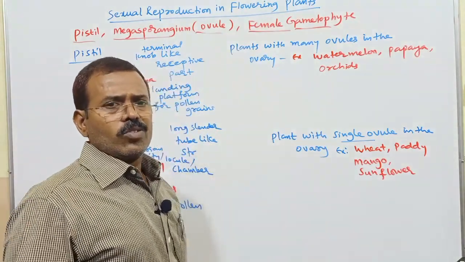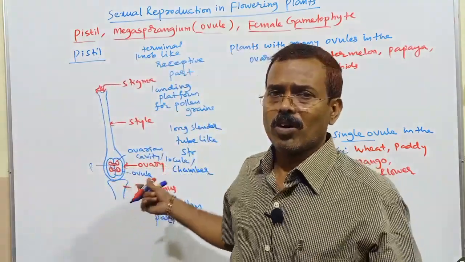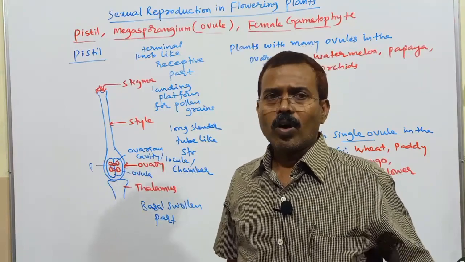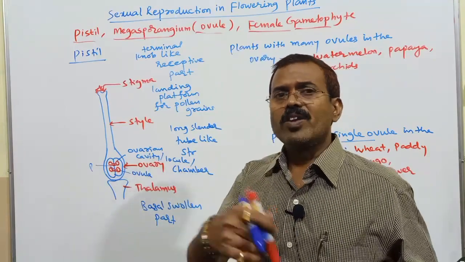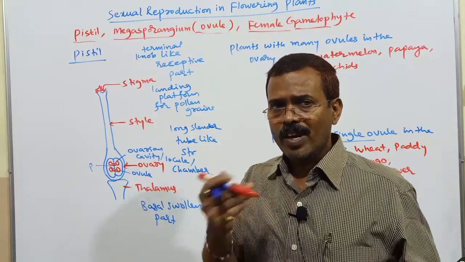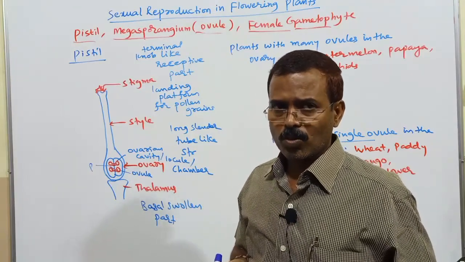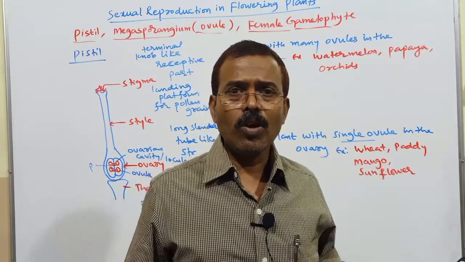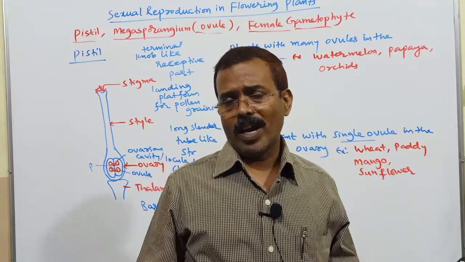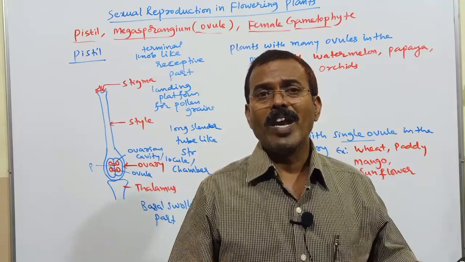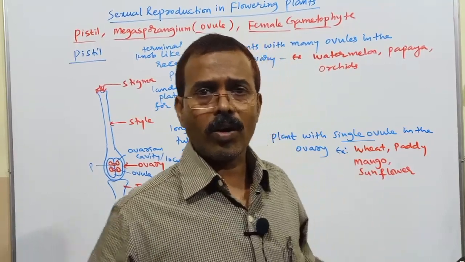So this is the simple structure of the gynoecium or pistil, which is made up of carpels. Carpel number is variable, monocarpellary to polycarpellary, and these carpels can be fused. We call it a syncarpous ovary. If free, then it is called an apocarpous ovary. And in the locule, the number of ovules is also variable. In a few plants we have a single ovule, and in a few plants we have many ovules in the ovary or locule.